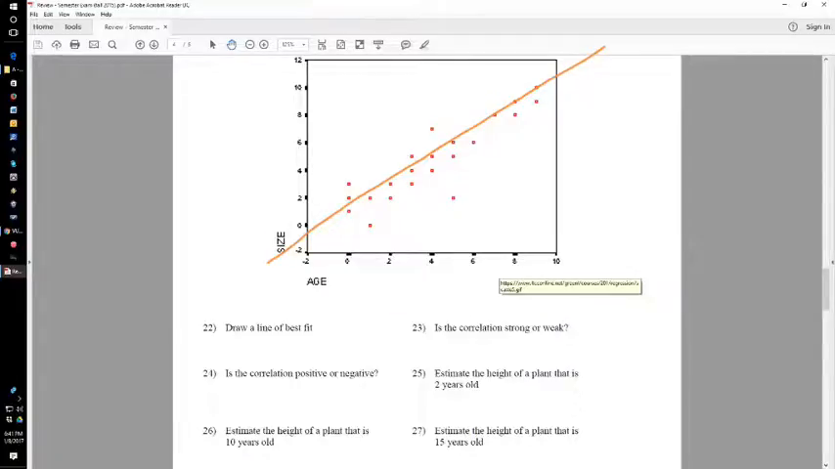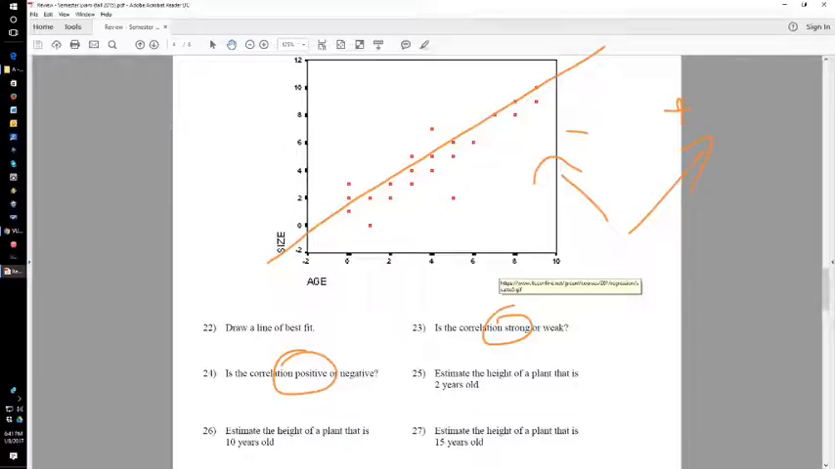Is the correlation strong or weak? Well, are the dots pretty close to that line? Yeah, I would say it's strong. All right. Is the correlation positive or negative? Well, is it going that way? That's a positive slope. Or is it going that way? That's a negative slope. It's negative. Oh, sorry, it's not negative. I'm losing my mind. It's positive because it's going up to the right.